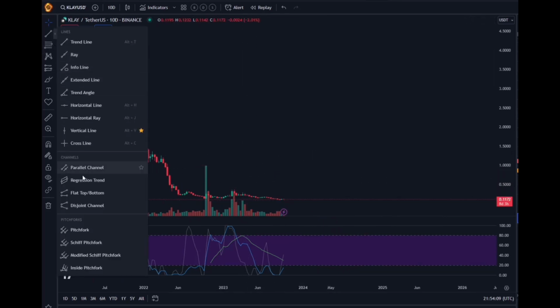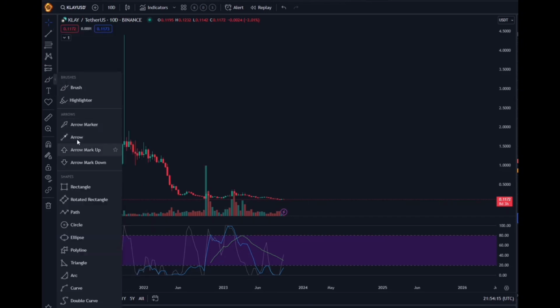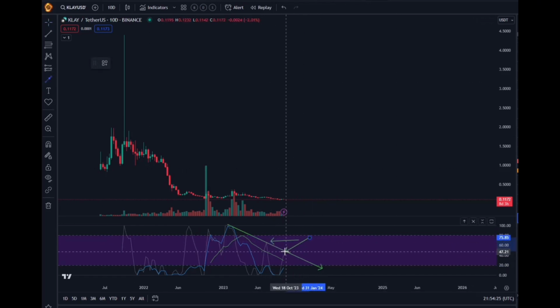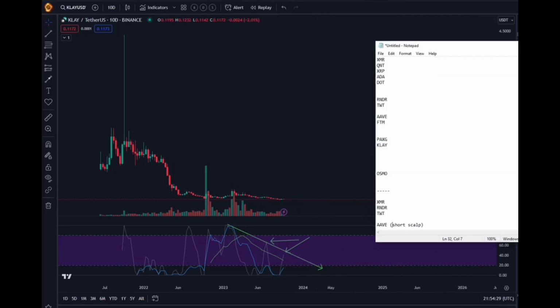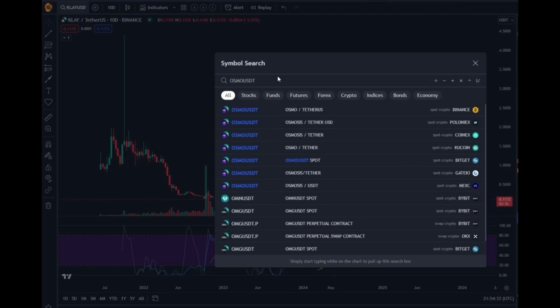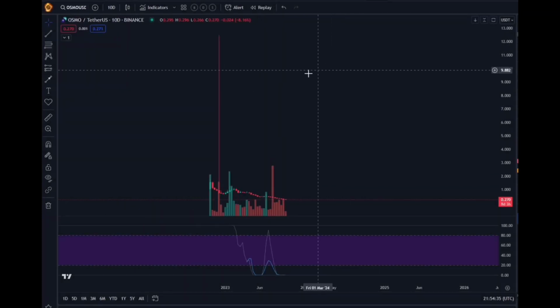Why? Because we are seeing here a pattern that I don't really like, which is, let me show you. We are seeing that these taps are getting lower, so you see this fake up, and then you have here what could be like a mini fake up, so I'm not gonna be looking at this one. And then Osmo. This one is a fairly new one.